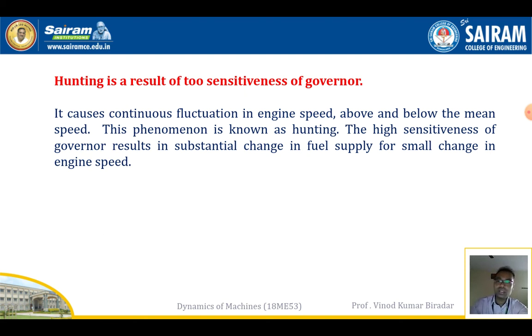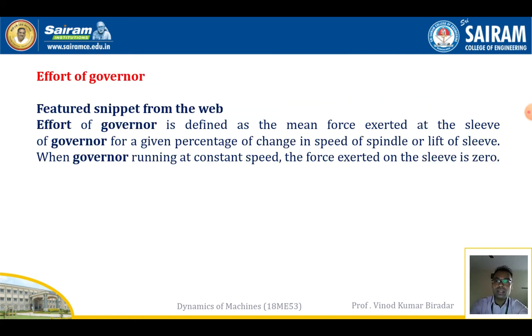Hunting is a very important term in solving problems. Normally, if the speed of an engine is controlled by the governor and fluctuates continuously above and below the mean speed of the engine, such a condition is called hunting. It is normally caused by a too sensitive governor. The higher the sensitivity of a governor, the more likely hunting becomes. So this is about the hunting effect of a governor.